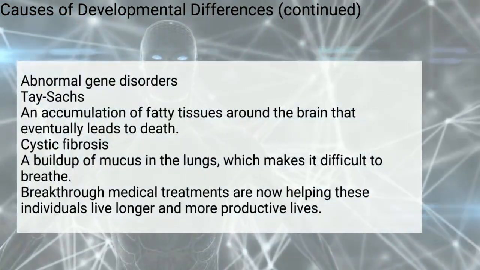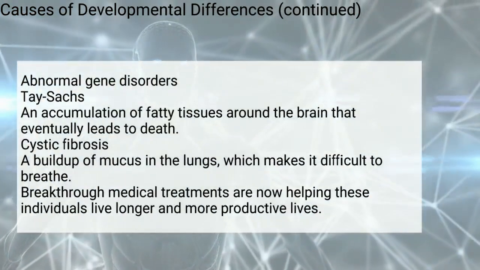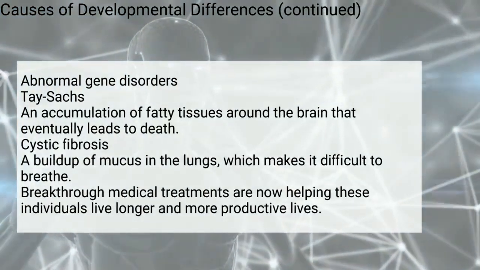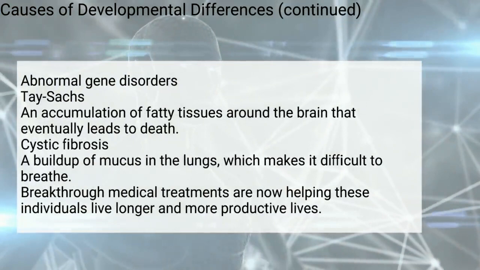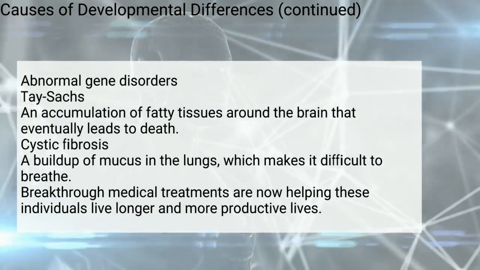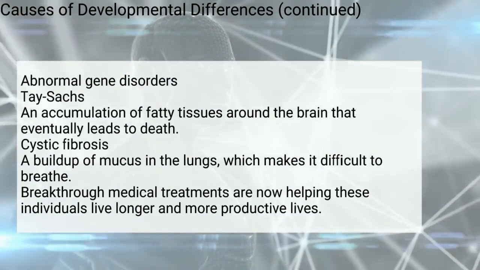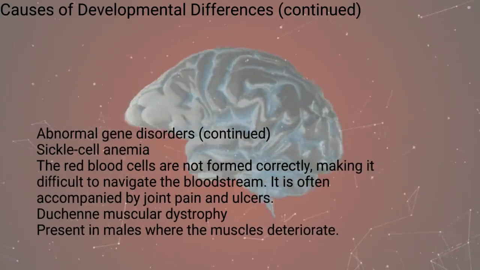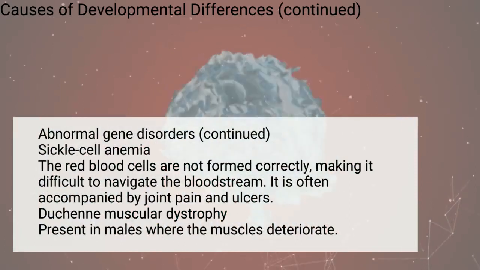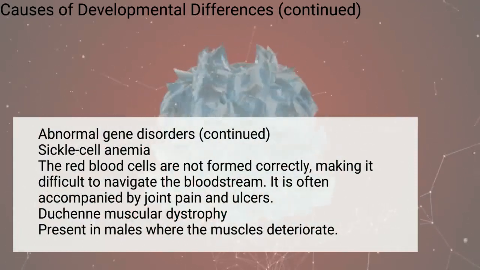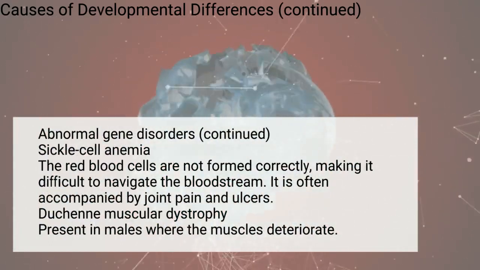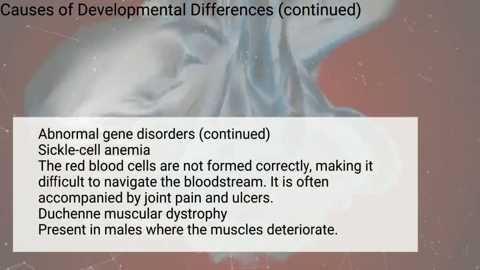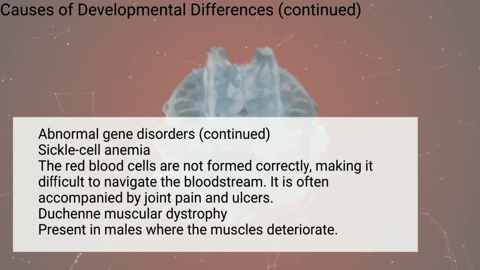Abnormal gene disorders. Tay-Sachs, an accumulation of fatty tissues around the brain that eventually leads to death. Cystic fibrosis, a buildup of mucus in the lungs which makes it difficult to breathe. Breakthrough medical treatments are now helping these individuals live longer and more productive lives. Sickle cell anemia. The red blood cells are not formed correctly, making it difficult to navigate the bloodstream. It is often accompanied by joint pain and ulcers. Duchenne muscular dystrophy, present in males where the muscles deteriorate.